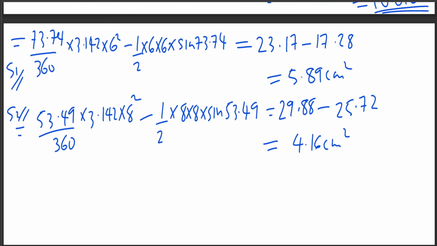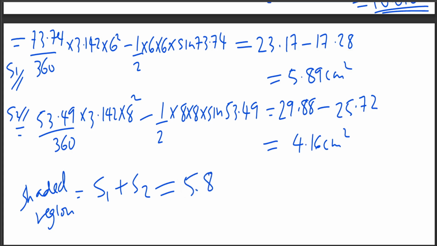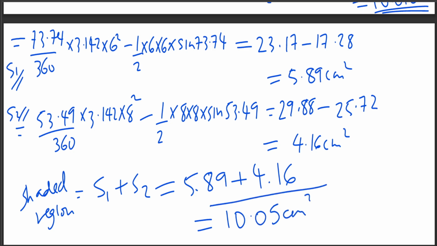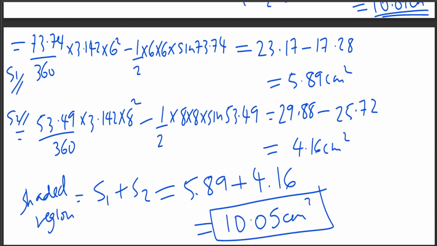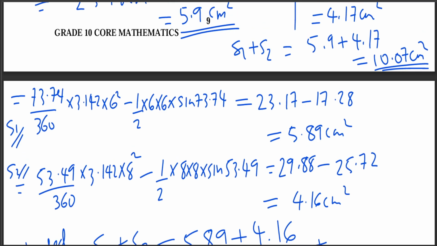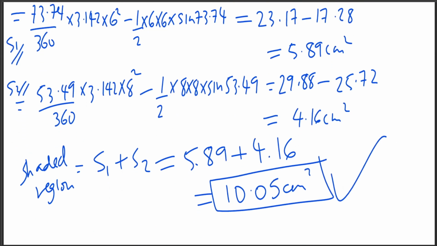Now add these two up. So segment 1 plus segment 2 is going to give you now the area of the shaded region, which will be 5.89 plus 4.16, which would give us 10.05 centimeter square. So ukiona vizuri, it's just a difference of 2, yani kidogo tu, but this is our true answer.